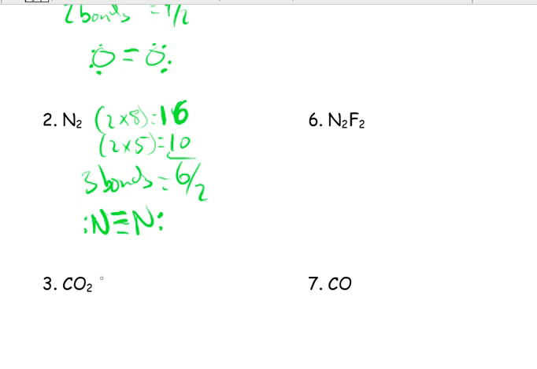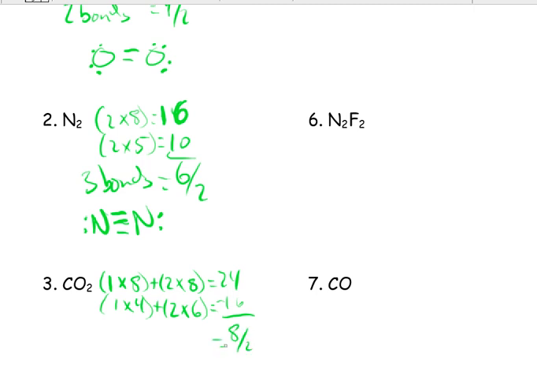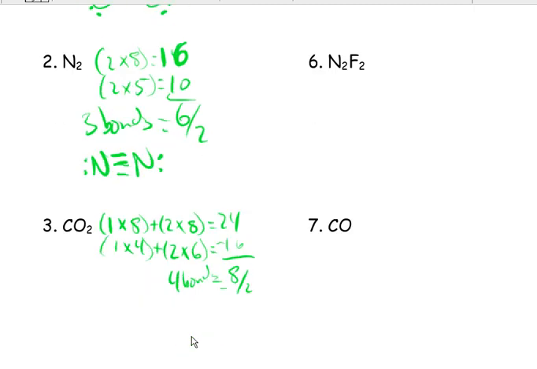Not really skipping ahead there, but there is 1 carbon. Carbon would love to have 8 valence electrons. There are 2 oxygens. Oxygen would love to have 8, so this is going to give us a total of 24. Still 1 carbon. Carbon actually has 4 valence electrons because it's in group 14. There's still 2 oxygens. Oxygen actually has 6 valence electrons because it's in group 16. So 6 times 2 is 12, plus 4 is going to give us 16. Do the math here. This will give us 8 valence electrons that have to be shared, for a total of 4 bonds.